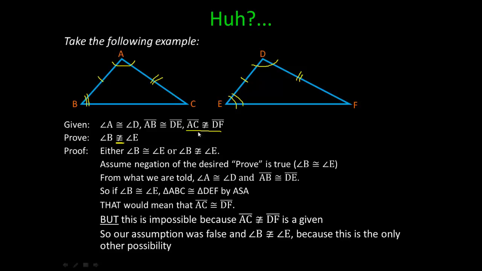So our assumption that angle B is congruent to angle E is false, and the only other option is that angle B is not congruent to angle E, because that's the only other possibility. Either it is or it isn't. And since we tried to prove that it is and it turned out that it can't be, that means that the proof, that's what's true. So you basically just proved that that's true. So that's how you do it. It's kind of an interesting concept. You're still doing a proof, but you're switching it up.